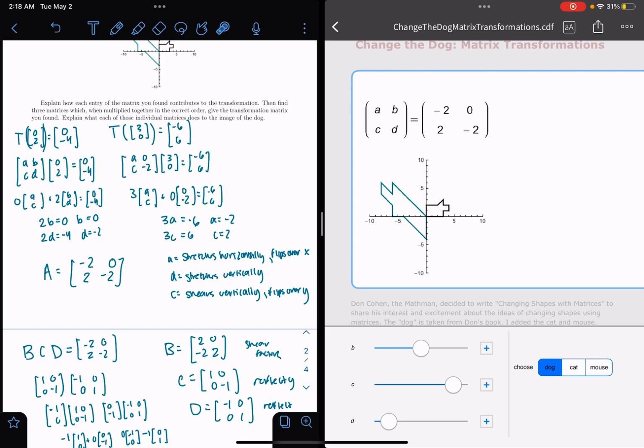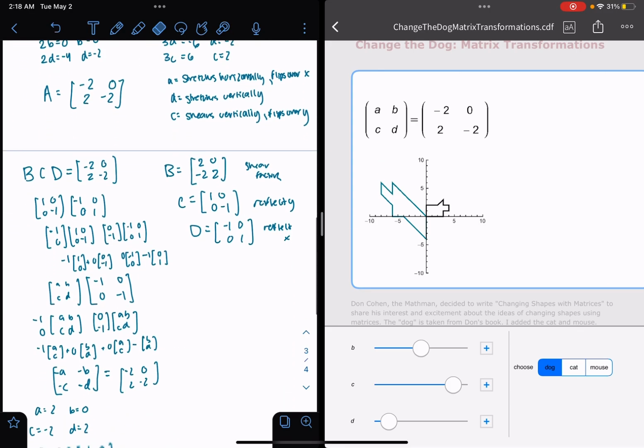And then C shears the dog vertically and flips it over Y, so you can see. Flips it over X, because I mixed those two up. But there we go. Go ahead and put C back to 2. So that's how the individual components affect the dog transformation.